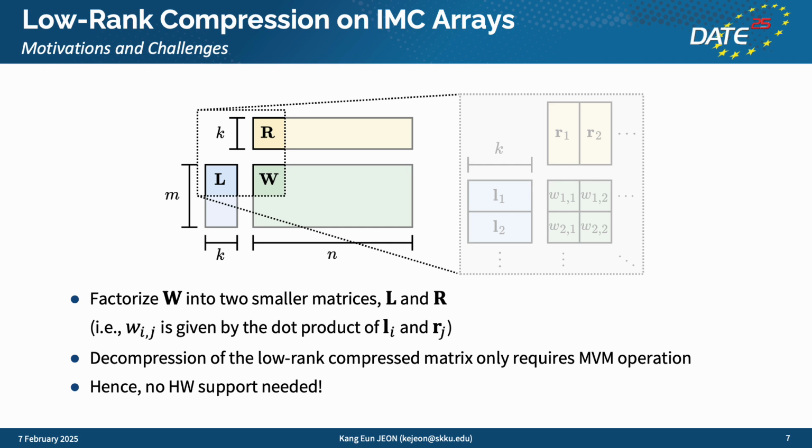Motivated by these challenges, we explore the use of low-rank factorizations to compress the weight. Low-rank compression simply factorizes our weight matrix W into two smaller matrices, L and R, as you can see in the figure above.